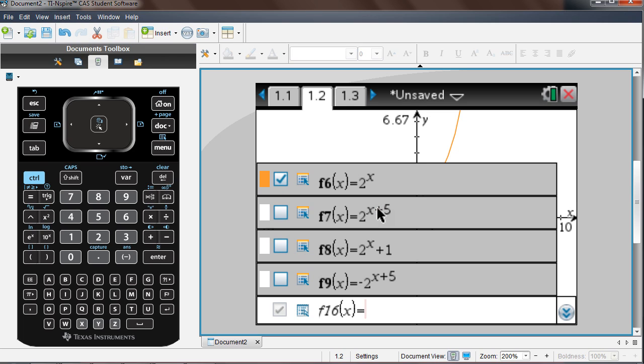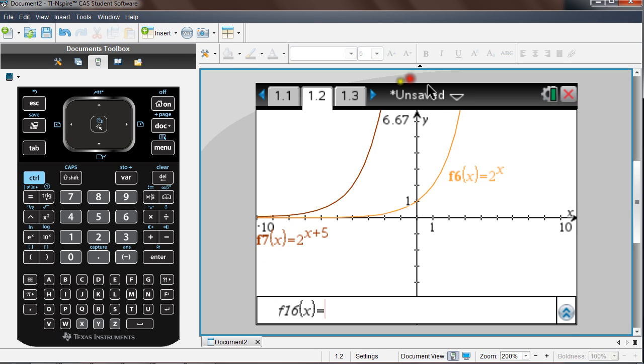Plus 5 is the same thing as minus negative 5, so this should move us which way? 5 to the left. Click it. That's in brown. You can already kind of see it above the box, but there it is. This curve is the same as the orangish tan curve.